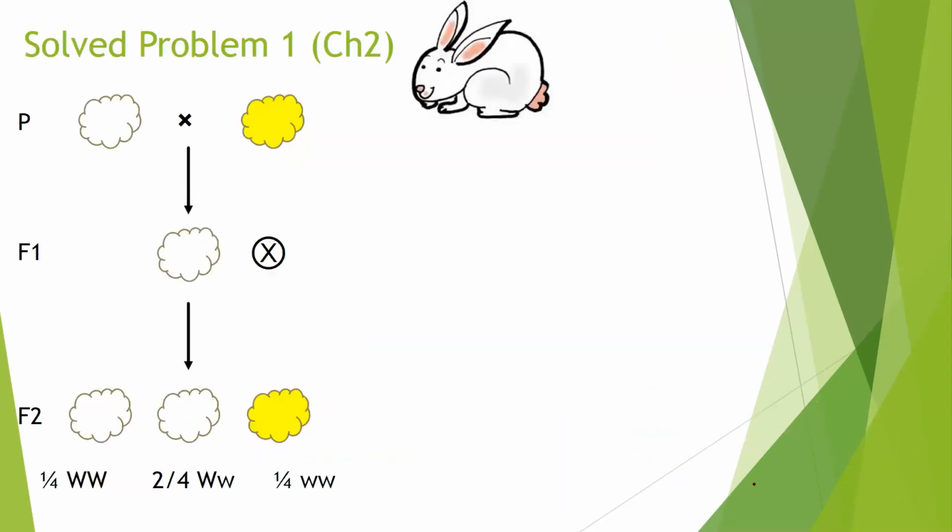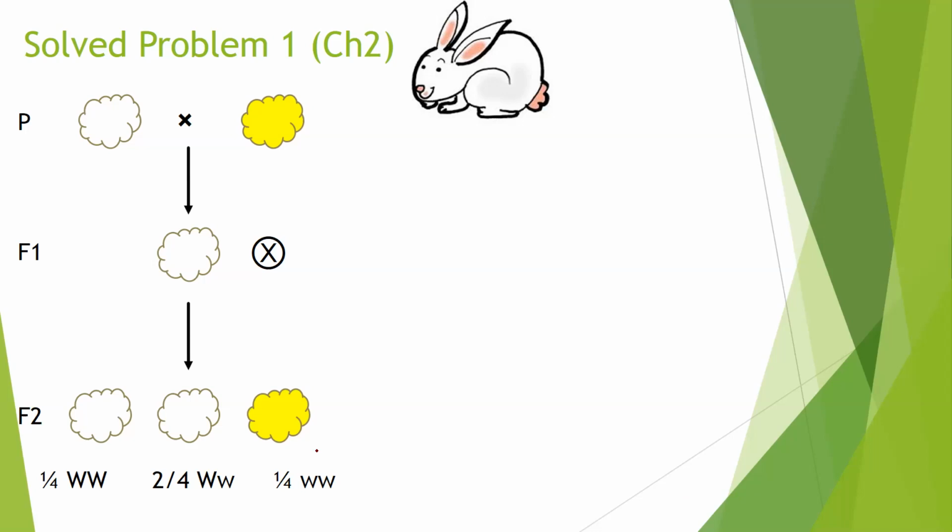So this is an example. If you have time, look at the solved problem example in chapter two. This will give you a very good idea of how the phenotype is an outcome from the interaction between the genes and the environment. Okay, so let me quickly go over this problem with you. This is a fun problem.